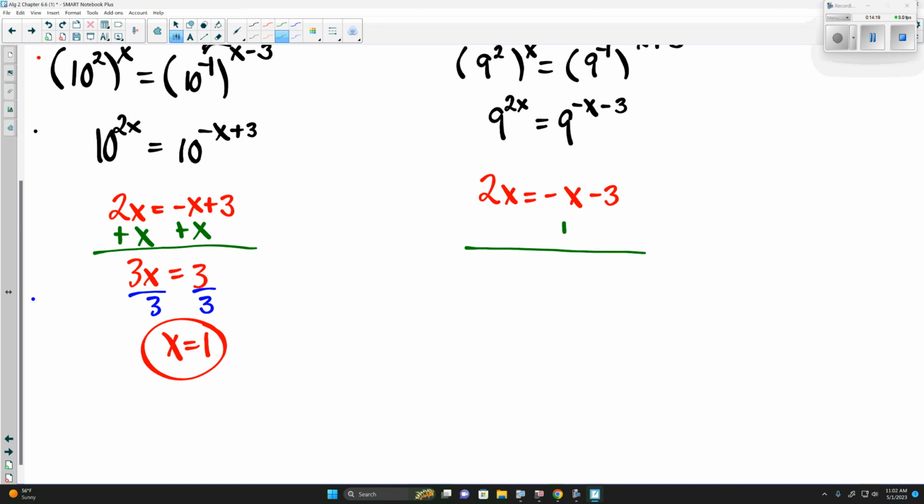Now at this point here, we're going to add x to both sides, telling us that 3x is equal to negative 3. Exactly, we're going to divide both sides by 3, telling us x is equal to negative 1.